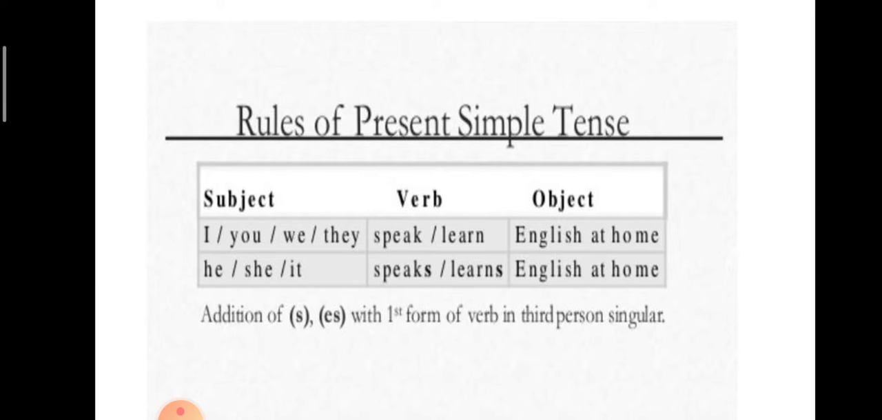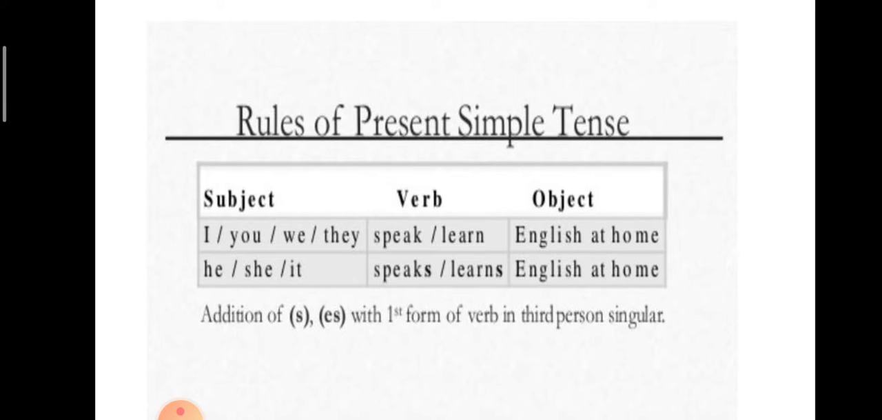So when it comes to he, she, it, add s to the root verb. She speaks English at home. He speaks English at home. Did you notice you are just adding s to the verb? Addition of s or es with the first form of the verb. Which is the first form of the verb? Speak is the first form of the verb.